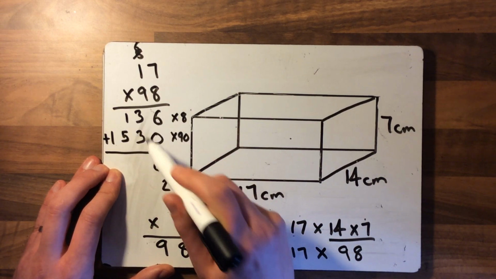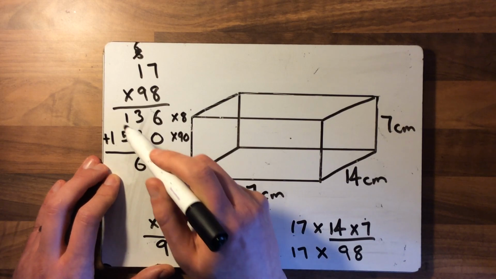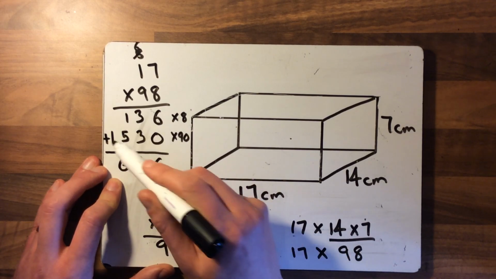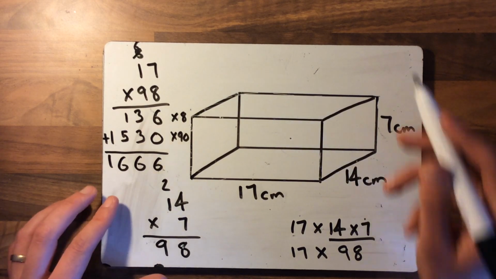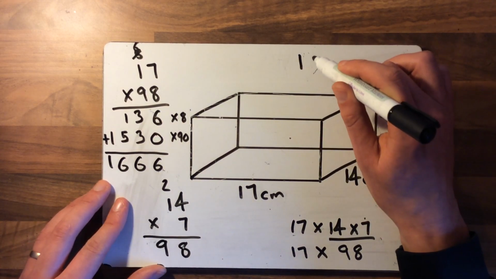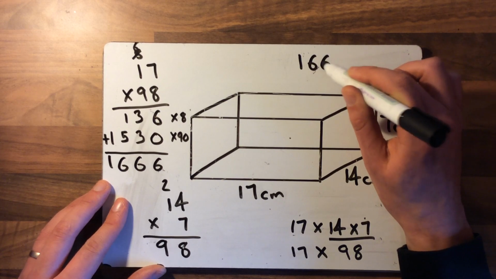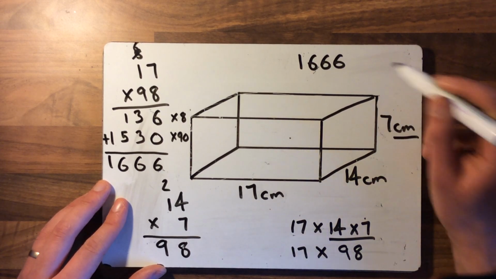6 and 0 is 6. 3 and 3 is 6. 5 and 1 is 6. And then 1 add nothing is 1. So the answer to this question, 1,666, the unit of measurement is centimetres cubed.